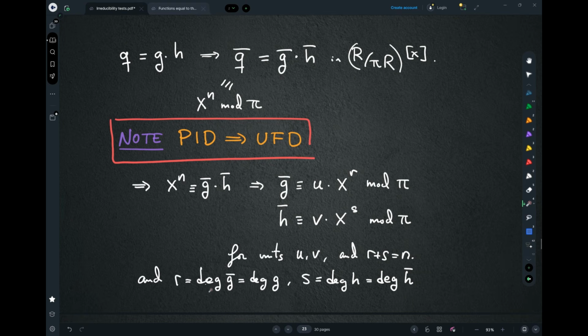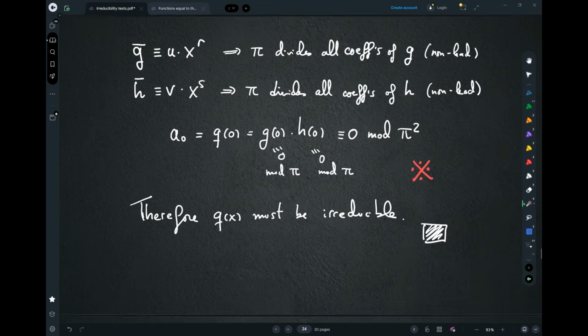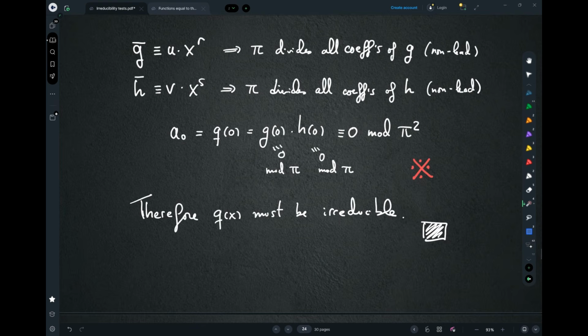So R is the degree of G bar, but because G is assumed to be monic, it is also the degree of G, and S is the degree of H, which is also the degree of H bar. Then, because G bar is U times x to the R with R the degree of G bar, pi divides all the coefficients of G except the leading coefficient. And similarly, pi divides all the coefficients of H except the leading coefficient.